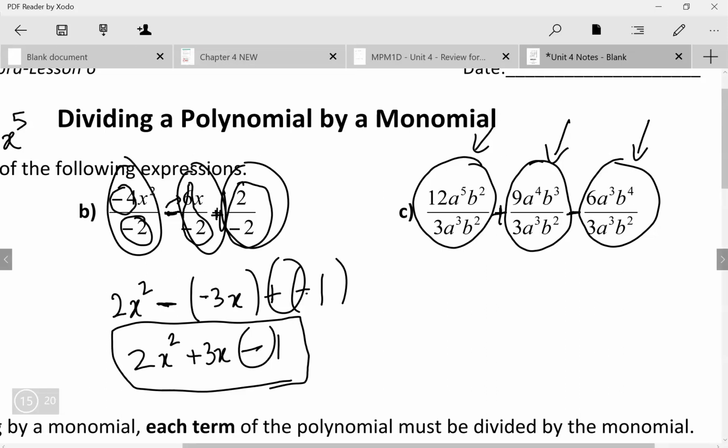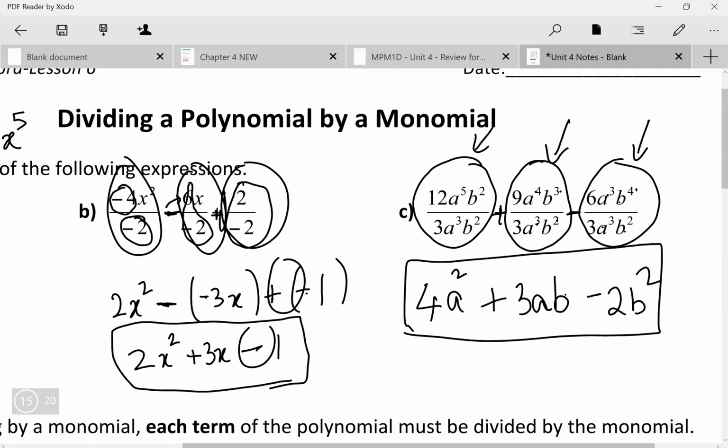So here we have 12 divided by 3 is 4, a to the power of 2, b to the power of 0, which is 1, so I'm just going to leave that, plus 3ab. 4 minus 3 is 1, 3 minus 2 is 1, minus 2, 3 minus 3 is 0, a to the power of 0 is 1, so I'm just going to not write that. 4 minus 2 is 2, so this is my final answer.